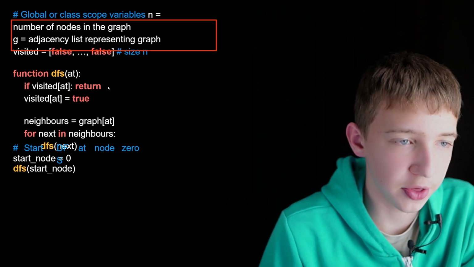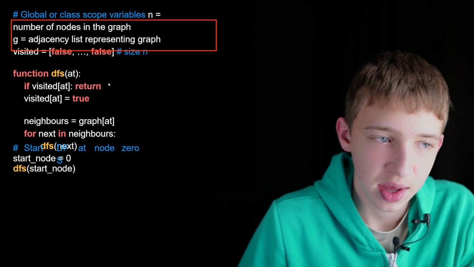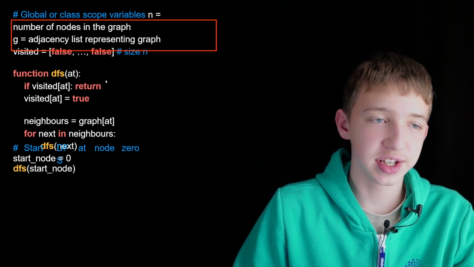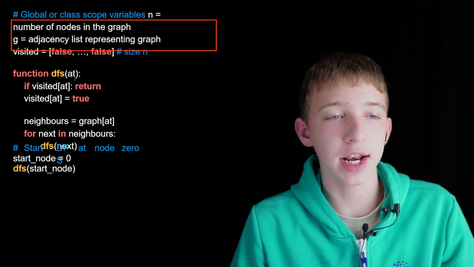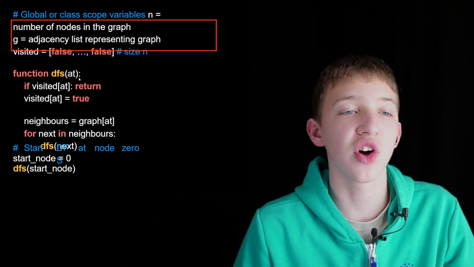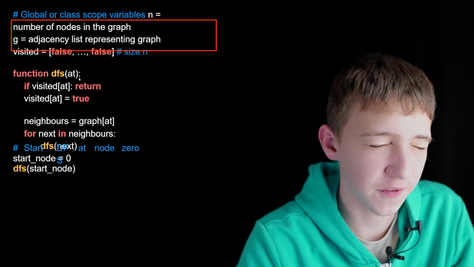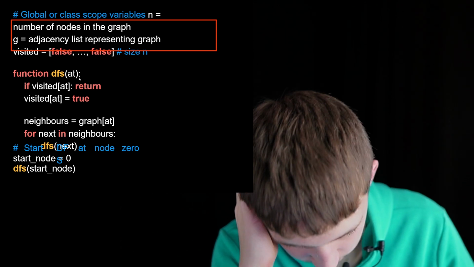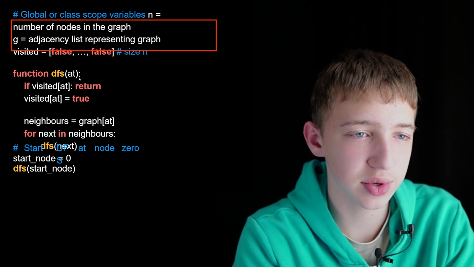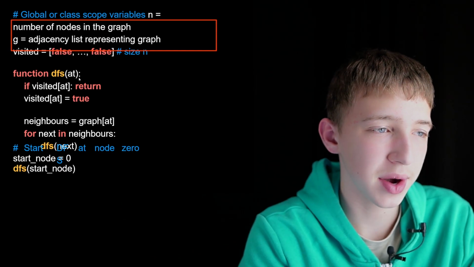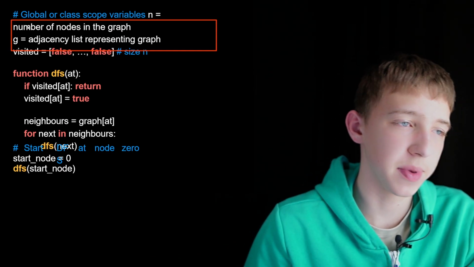So also at the beginning, that is of course false. We haven't visited any of the nodes yet. And also instead of using a visited array, sometimes a color array is used, but we're going to talk about it a bit further.